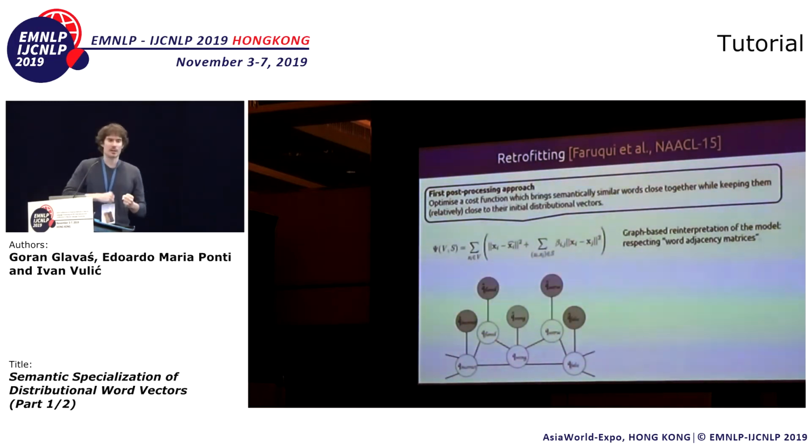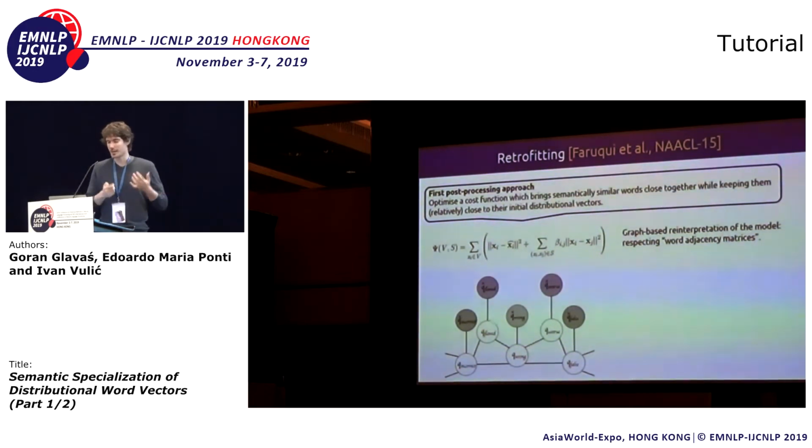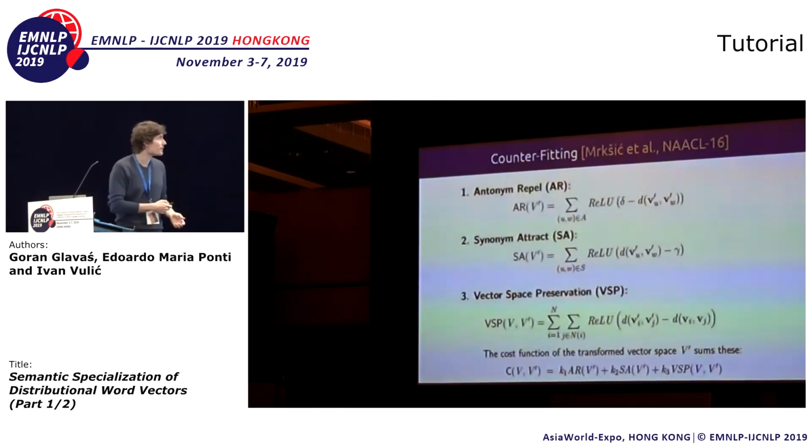Or if you want a graph-based reinterpretation, you want to respect two word adjacency matrices, where the first one is the one based on your constraints. So you want word vectors of words from constraints close to each other while not moving far away from the distributional estimates. And you optimize this cost function, and that's the basics of retrofitting.